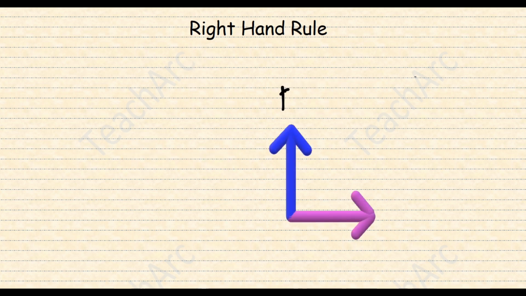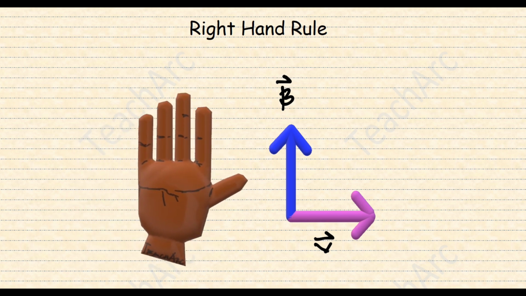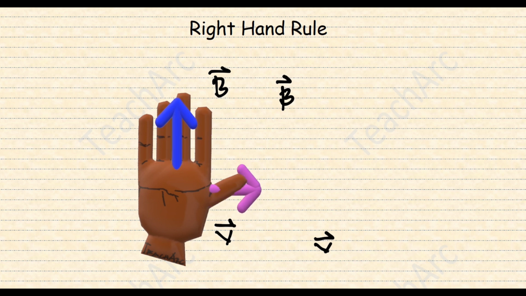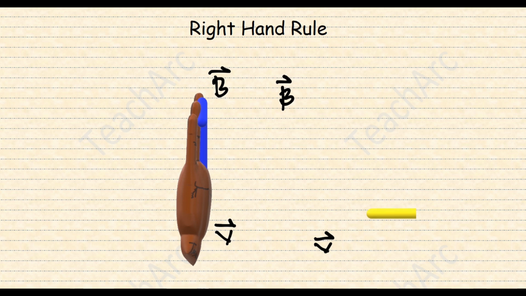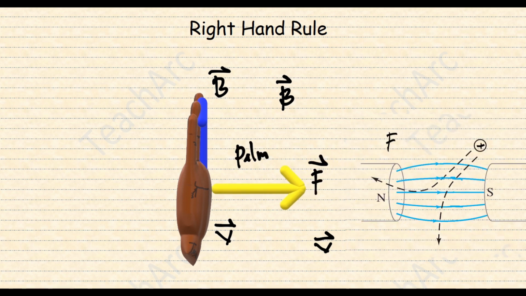You can emulate this using your right hand. Your four fingers correspond to the magnetic field, while your thumb is the direction of the velocity. The direction where your palm is facing is the direction of the magnetic force. This is in the case of a positively charged particle. Remember to take the opposite direction when you are dealing with a negatively charged particle.